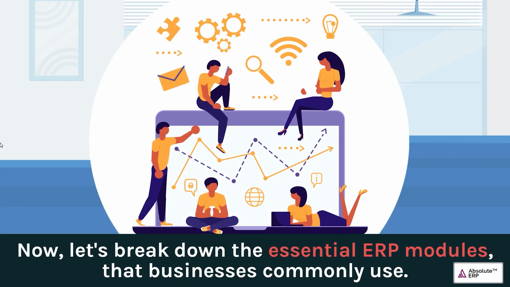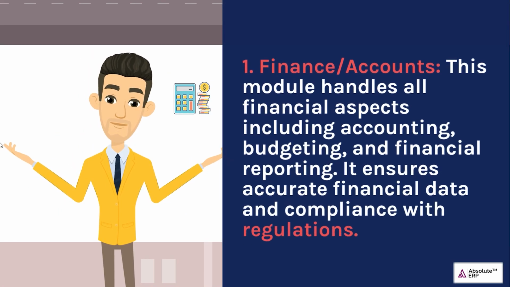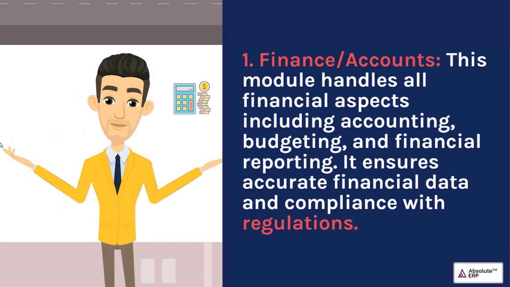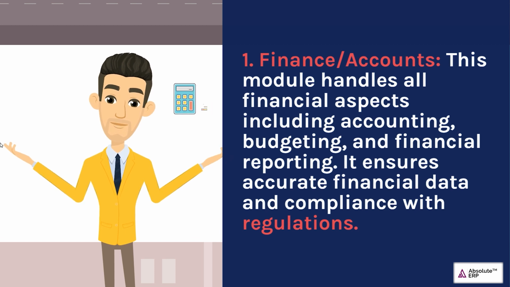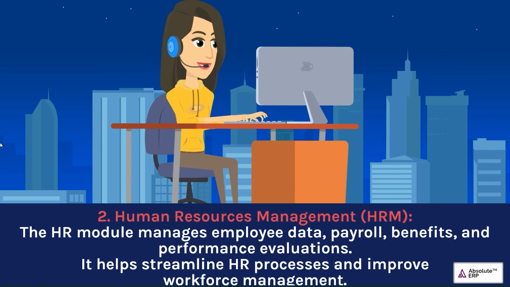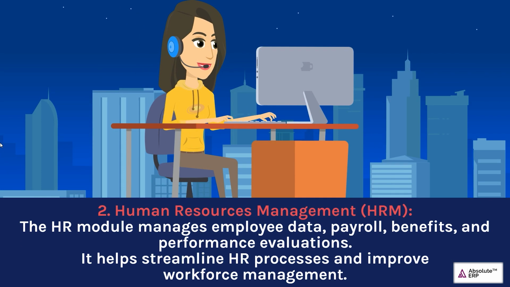Now, let's break down the essential ERP modules that businesses commonly use. 1. Finance/accounts. This module handles all financial aspects including accounting, budgeting, and financial reporting. It ensures accurate financial data and compliance with regulations. 2. Human Resources Management, HRM. The HR module manages employee data, payroll, benefits, and performance evaluations. It helps streamline HR processes and improve workforce management.